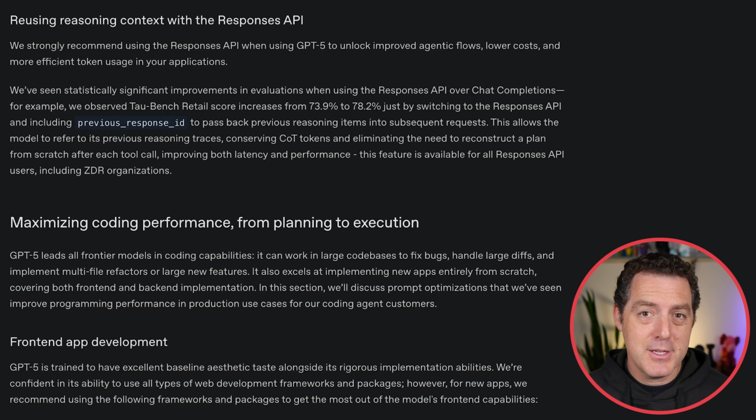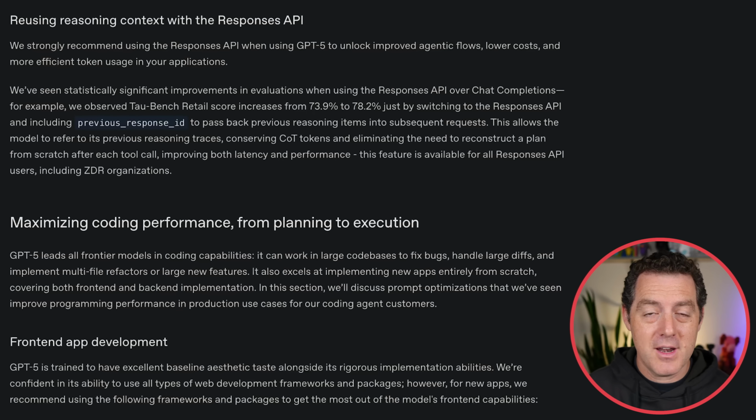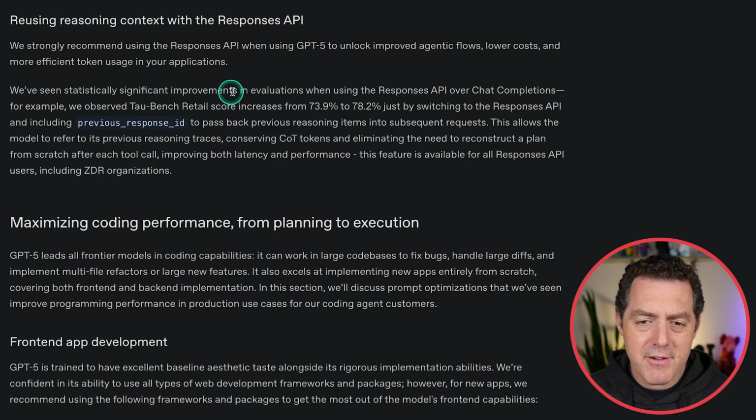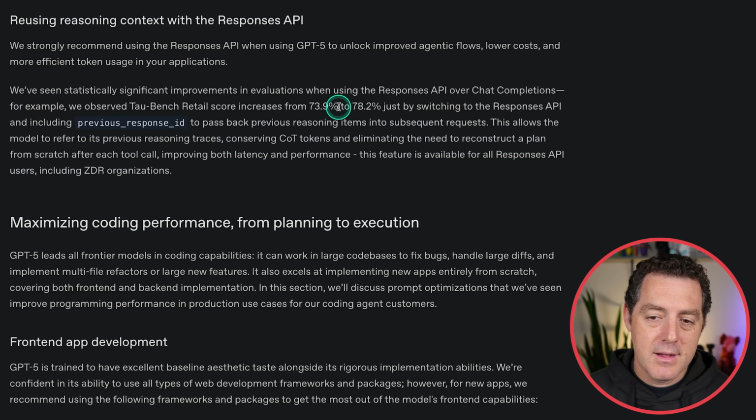It has chat completions, which is the older version, and then it also has the responses endpoint, which is the newer version. They recommend using the responses endpoint. We've seen statistically significant improvements in evaluations when using the Responses API over chat completions. For example, for Tau Bench, they scored a 78.2 over a 73.9 by using the Responses API.